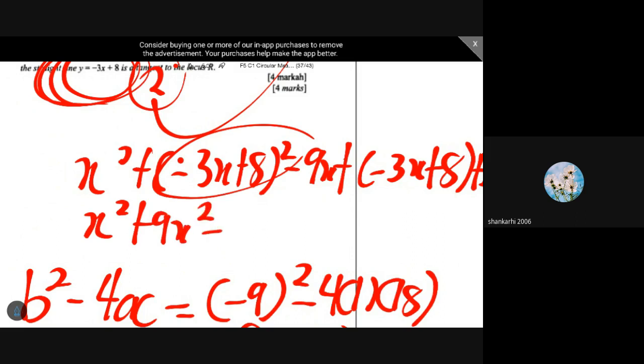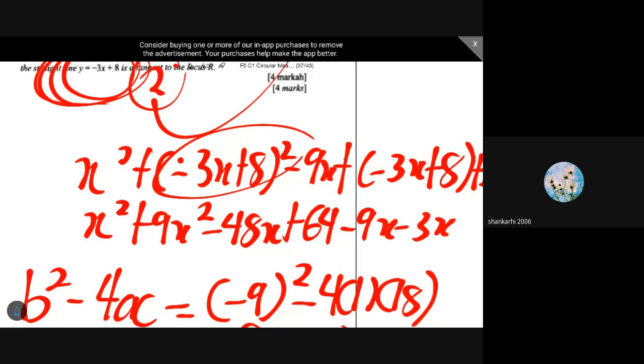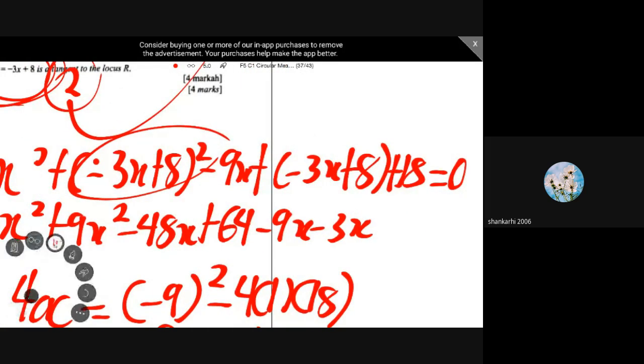9x square minus 48x, 16 times 4 is 64, plus 64. Okay, this is direct expansion. Saya lihat dan terus kembangkan. Okay, minus 9x minus 3x plus 8 plus 18 equals 0.